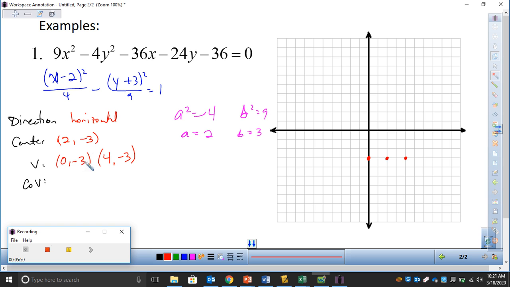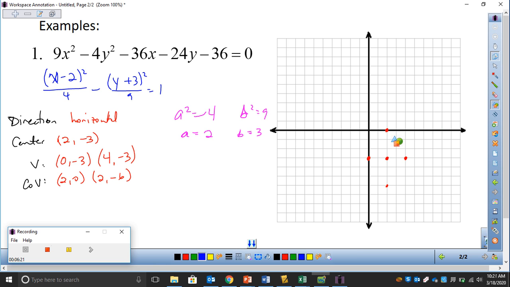So now with my co-vertices, I'm going to go up and down 3 units from the center. If I go up 3 units, I get to 0. And if I go down 1, 2, 3 units, I'm at 2, -6. Those are my co-vertices. And as we did last time, after we have those, I'm going to sketch a box around here that's going to help me in graphing with my asymptotes. So there's my co-vertices, there's my vertices.